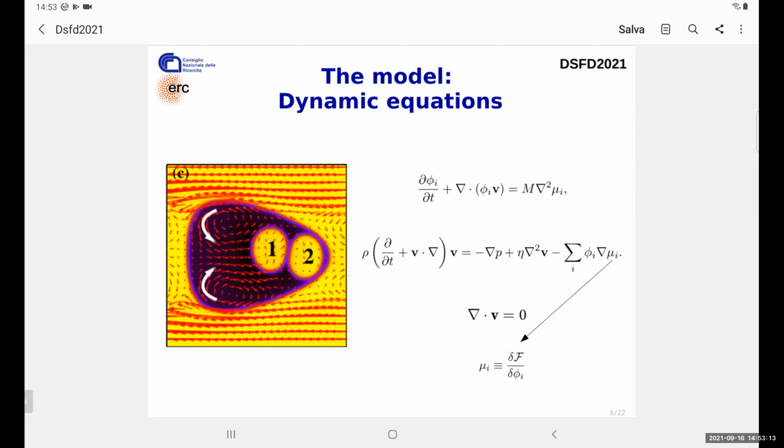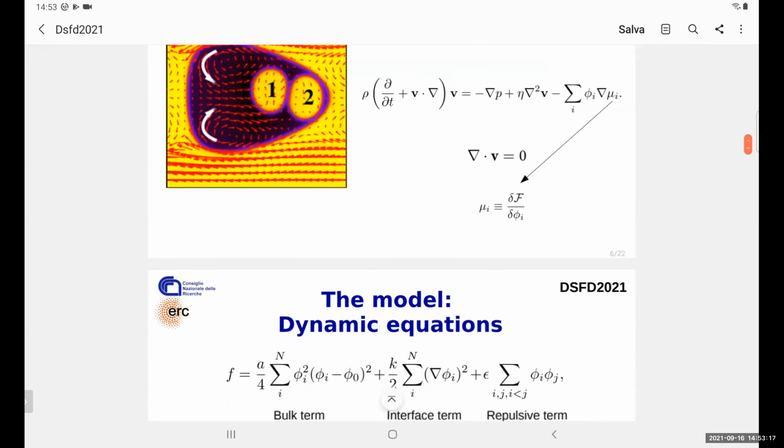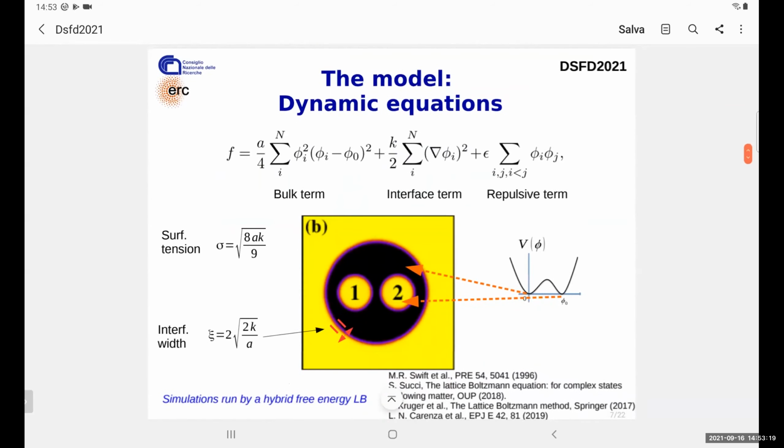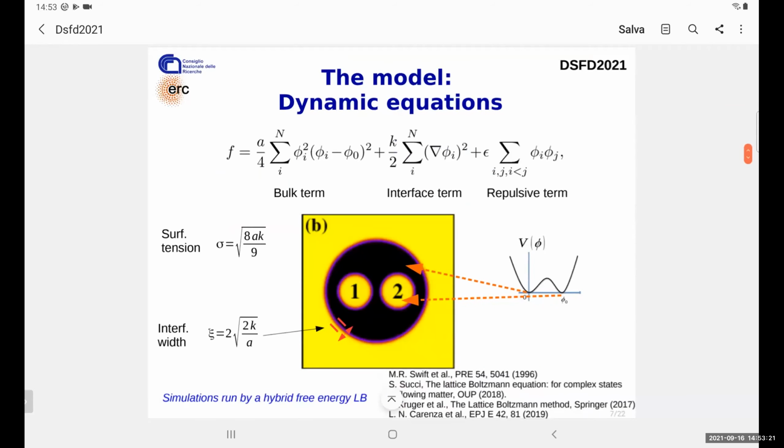To solve these equations, you need an explicit expression of the chemical potential, which stems from the functional derivative of the free energy, and one has to choose the free energy. The free energy we use is a sort of generalization of the Ginzburg-Landau free energy. You can recognize the first term, which is the bulk term, basically a double-well potential, giving you the two minima of the density of the two components.